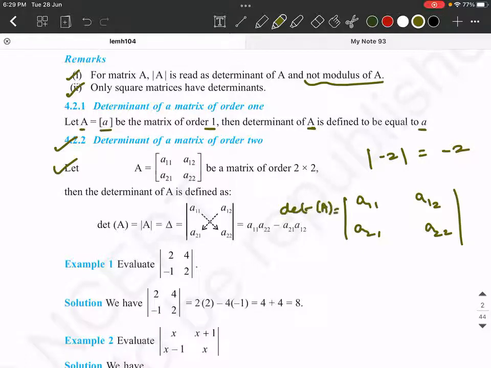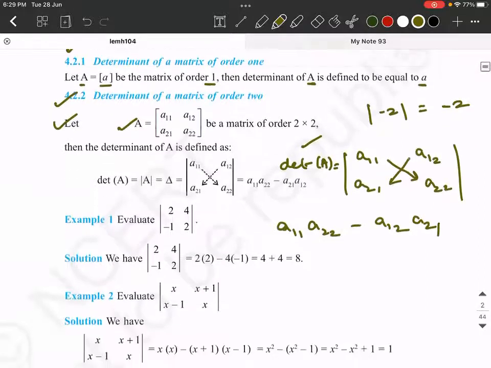So I hope you're able to understand. A is the matrix, delta is the determinant of this matrix. Then how do you write it? Multiply these two and multiply these two. Left to right cross multiplication should be written first, and right to left should be written second with a minus sign. So it is a11 a22 minus a12 a21. It's a simple thing.